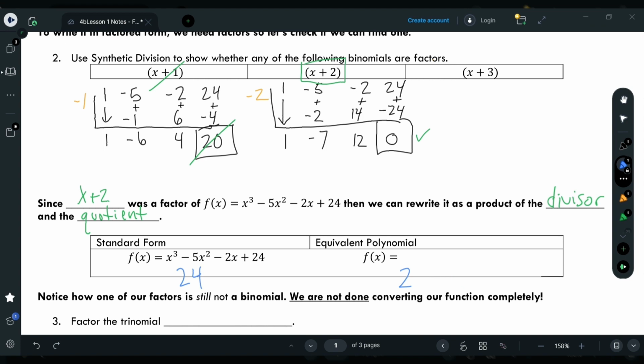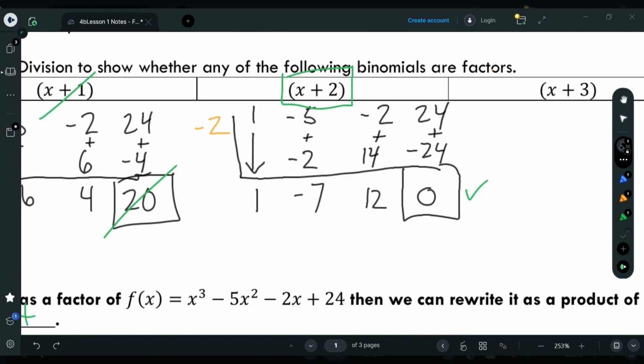We're going to write it as x plus 2 times what? What's going to go here? Well, that answer is actually going to come from the synthetic division. Let's take a look at this. So when we divide by x plus 2, we got a remainder 0, but this piece right here is going to give us the other factor, the rest of what we need here.